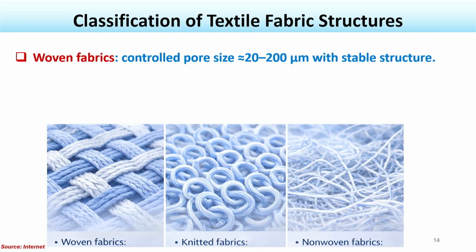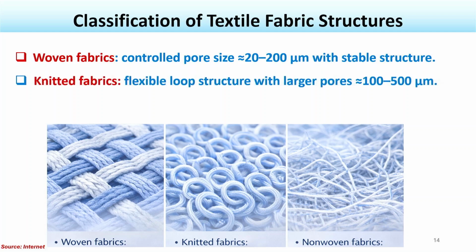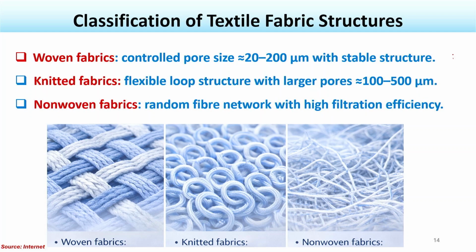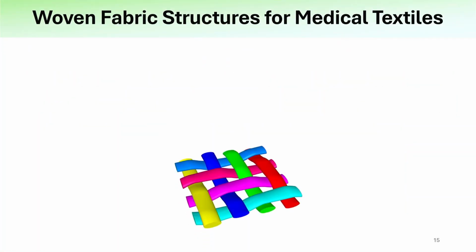So, fabric structure: we can classify them as woven, knitted and non-woven fabric structures, all different types of fabric structures we use, with controlled pore size. Non-woven fabrics, due to the random fiber network, have high filtration efficiencies. So, woven fabrics for medical textiles.